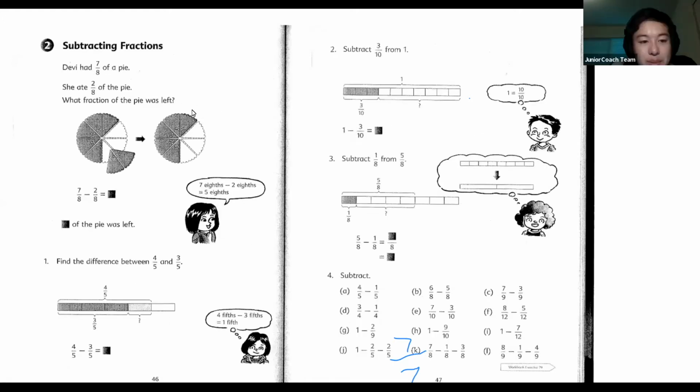Now, how would you do subtraction? As you can probably guess, it is pretty much the same thing, right? Let's look at question number 1. It's asking 4/5 minus 3/5. What would that be? Just 1/5, right? Because 4 minus 3 is 1.